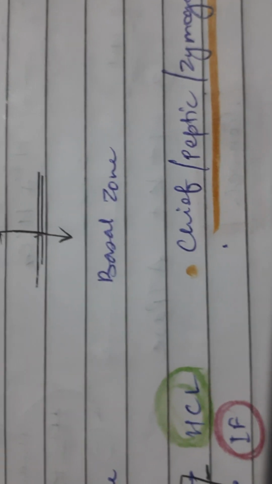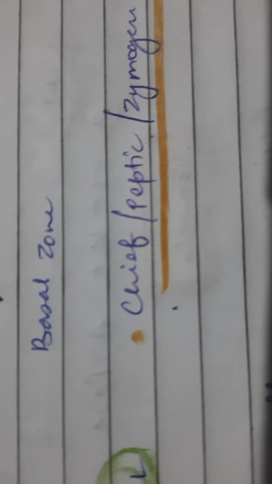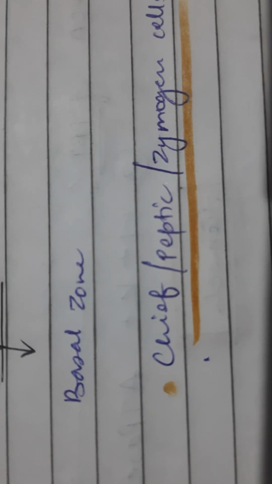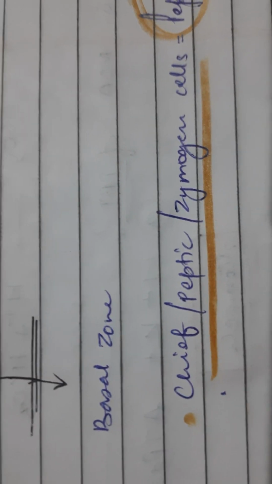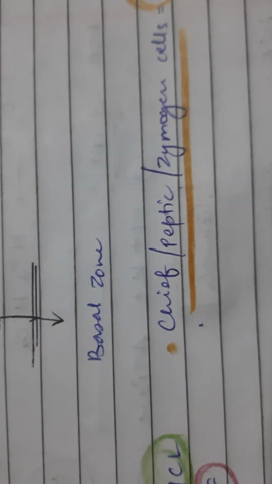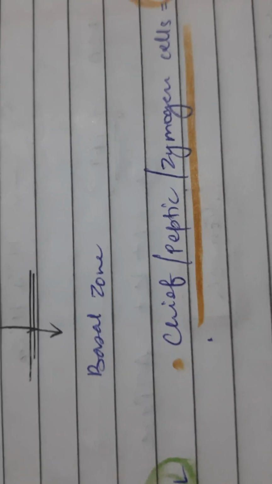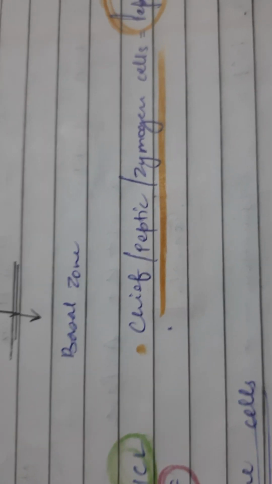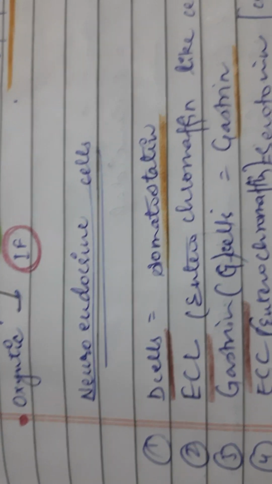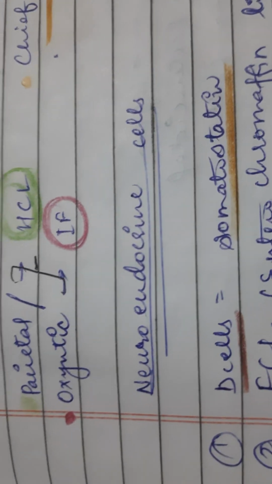In the basal zone, chief cells or peptic cells or zymogen cells are present. All three are the same cell, just the names are different: chief cell, peptic cells, or zymogen cells, which produce pepsinogen. Then neuroendocrine cells, this is very very important, and the above part is also important.